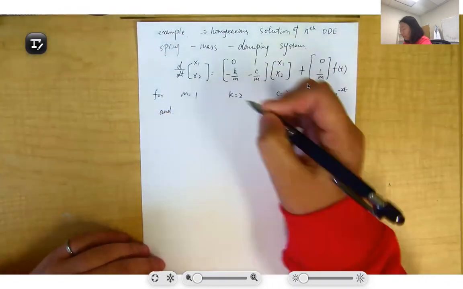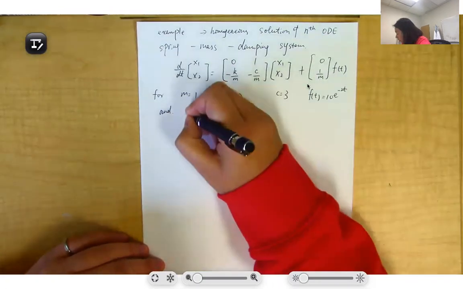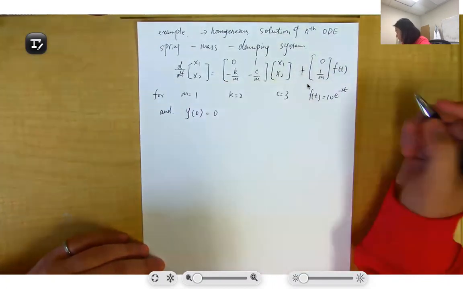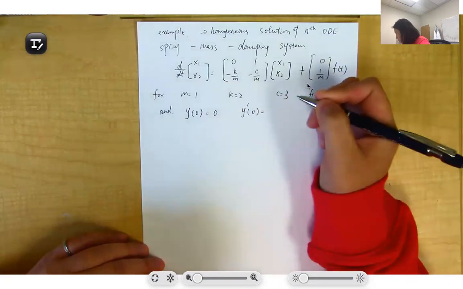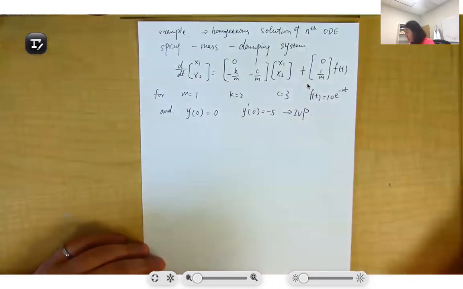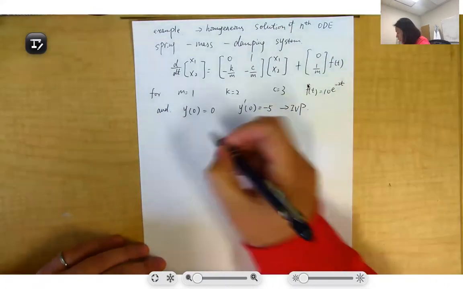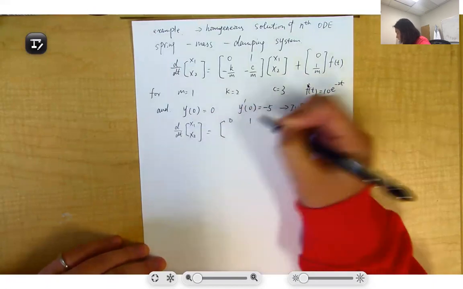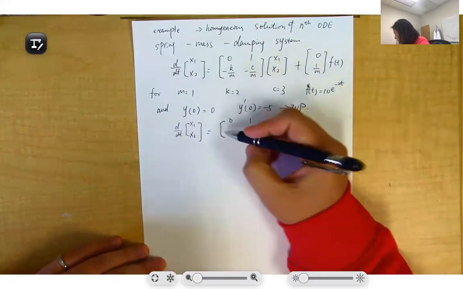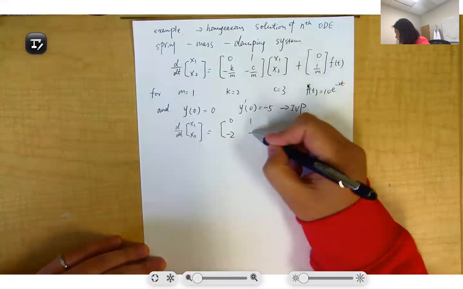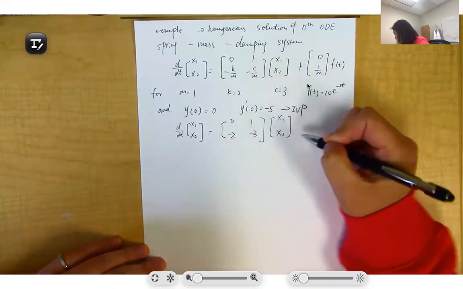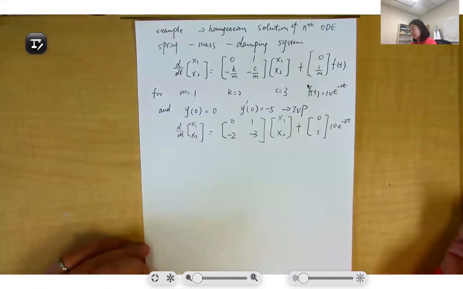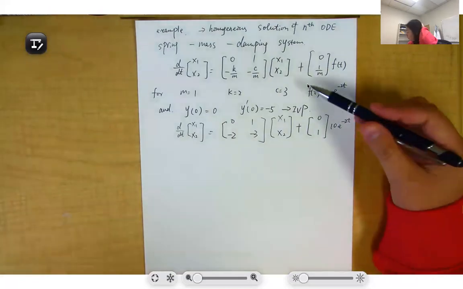Then we will also give the initial values. Since this is an initial value problem, the initial values are all at the same initial point. So y(0) equals 0, y prime (0) equals -5. Using the real numbers, d over dt of x1, x2 equals [0, 1; -2 divided by 1, so it's -2, 3 divided by 1, -3] times x1, x2 plus [0; 1] times 10 e to the -2t. So that is our spring mass damping system with the real coefficients.